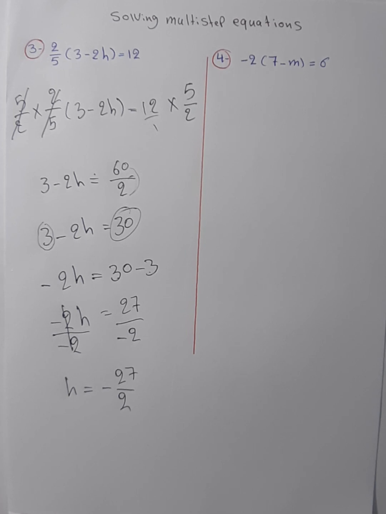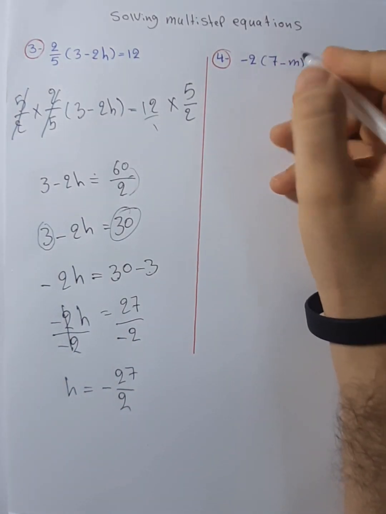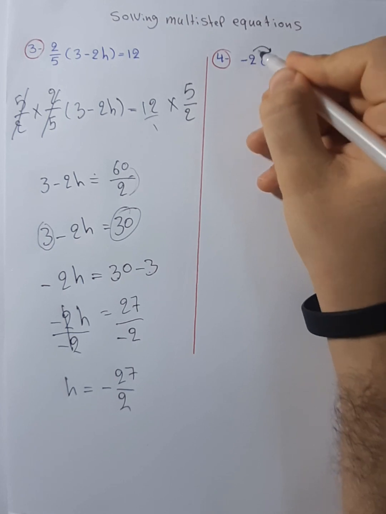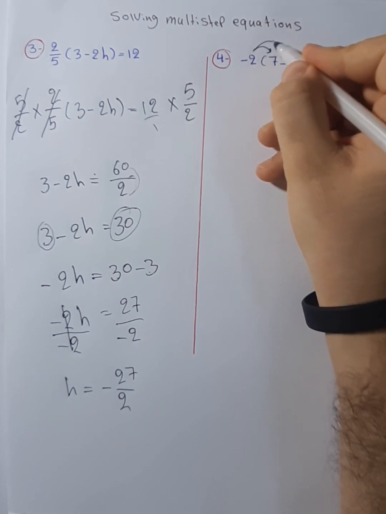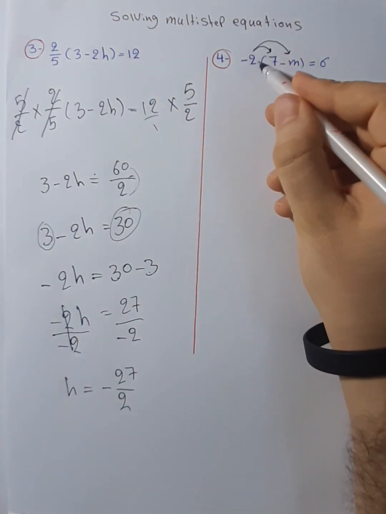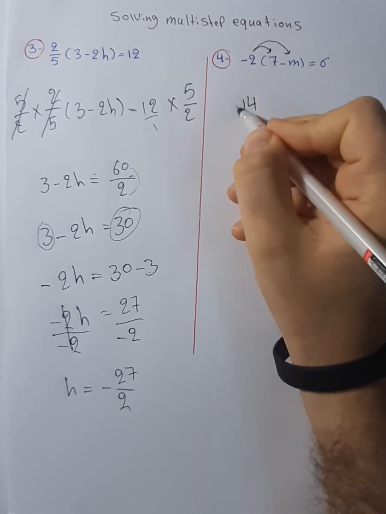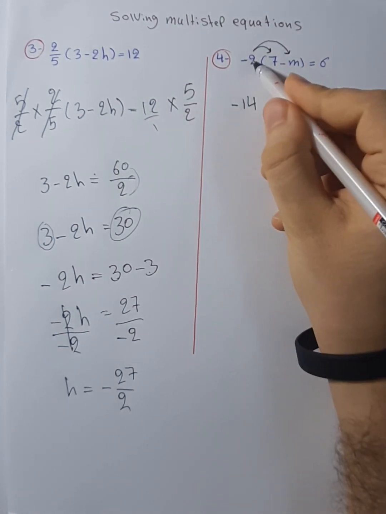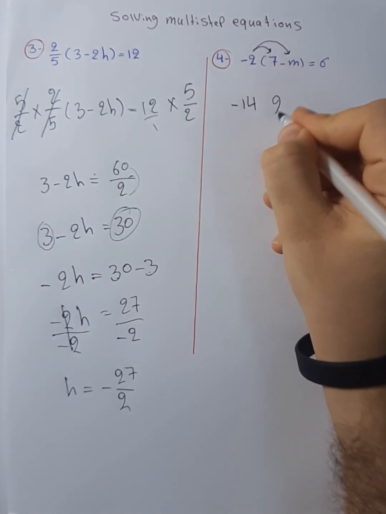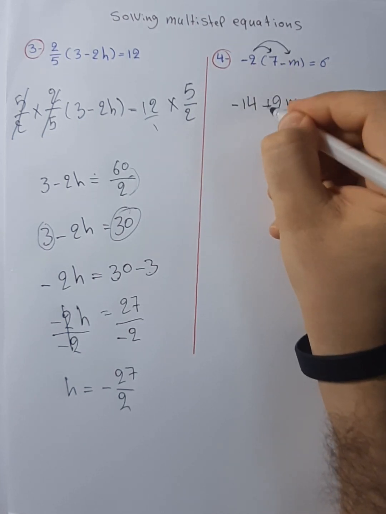After that we have example number 4, minus 2 multiplied by (7 minus m) equal to 6. First we can multiply this minus 2 into the bracket: minus 2 times 7, and then minus 2 times minus m. 2 times 7 equal to 14, minus times plus equal to minus, and then 2 times m equal to 2m, minus times minus equal to plus.